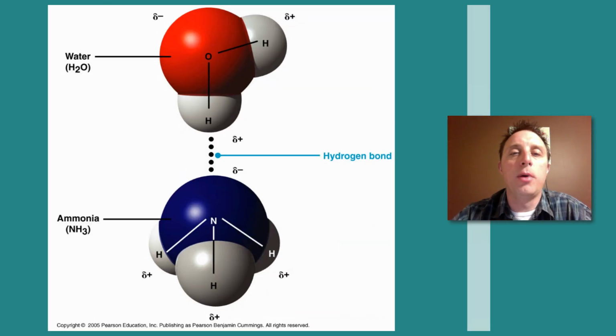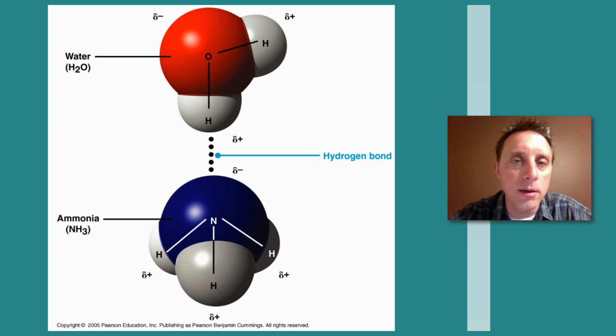And these polar covalent bonds set up something that's very, very important, this intermolecular bond. In this case, this is called a hydrogen bond. Okay, so when the partially positive end of one polar molecule interacts with the partially negative end of another molecule. So in this case, we have a polar molecule of water forming a hydrogen bond with a polar molecule of ammonia. And these hydrogen bonds are very, very important.